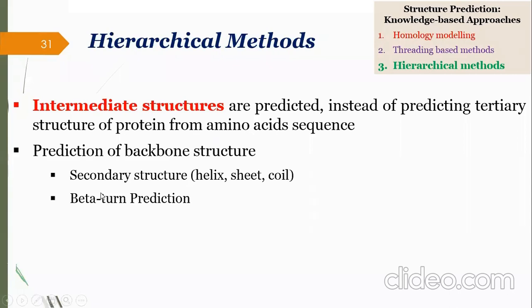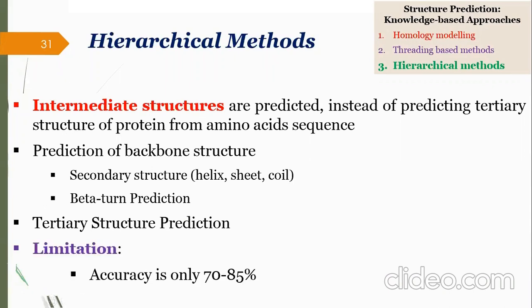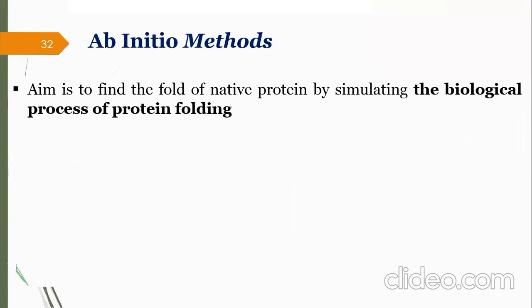prediction of the backbone structure. The secondary structure is first predicted, beta turns prediction, and that's it. So tertiary structure prediction is then made. So first of all, intermediate structures are predicted, and then the tertiary structures. Here the limitation is that the accuracy is only 70 to 85%. That is a limitation. And the next of the methods is ab initio methods.